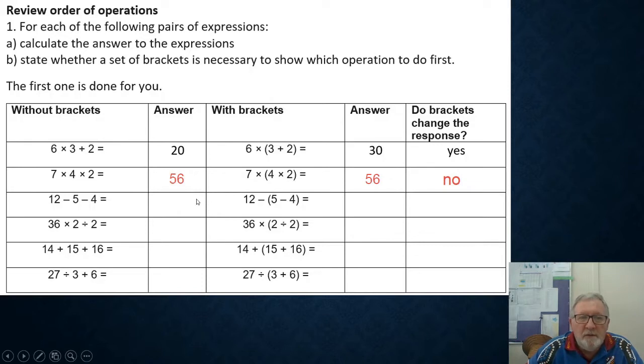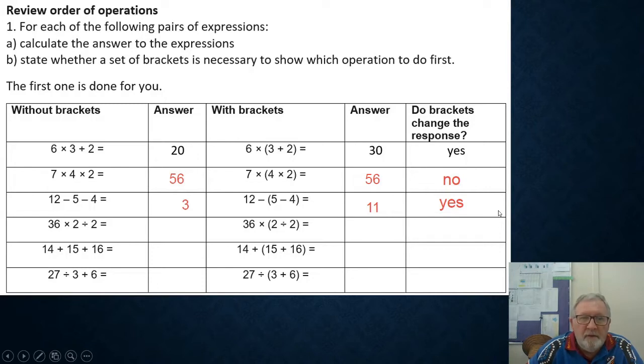So 12, take 5, and then take away another 4, leaves us with 3. 12 take 5 is 7, 7 take 4 is 3. In this one, where brackets are done first, 5 take 4 is 1, 12 take 1 is 11. Did it change it? Yes, it did.